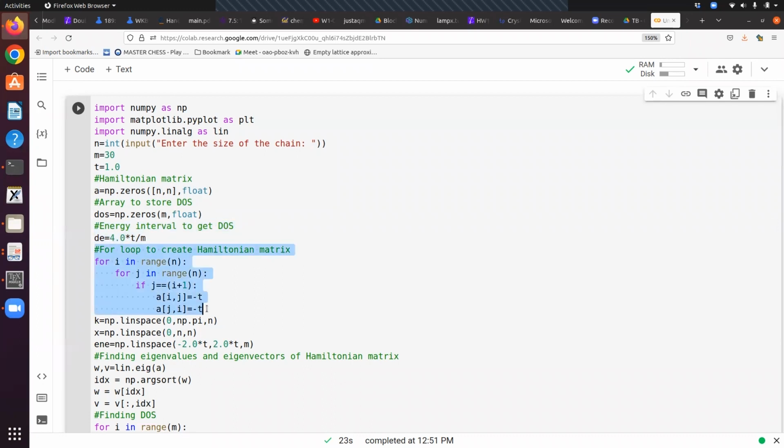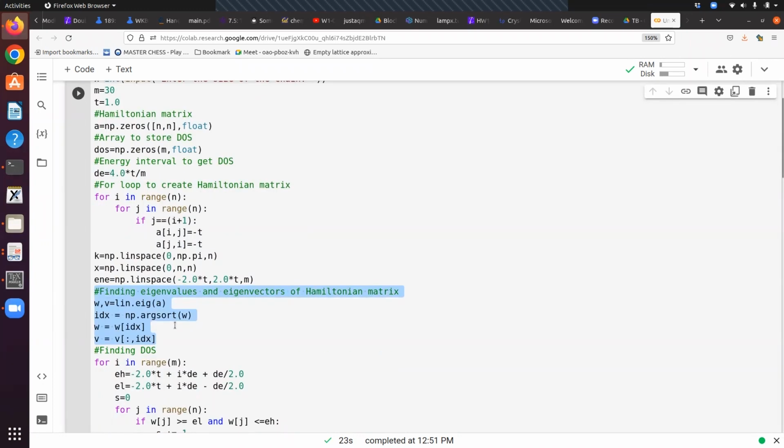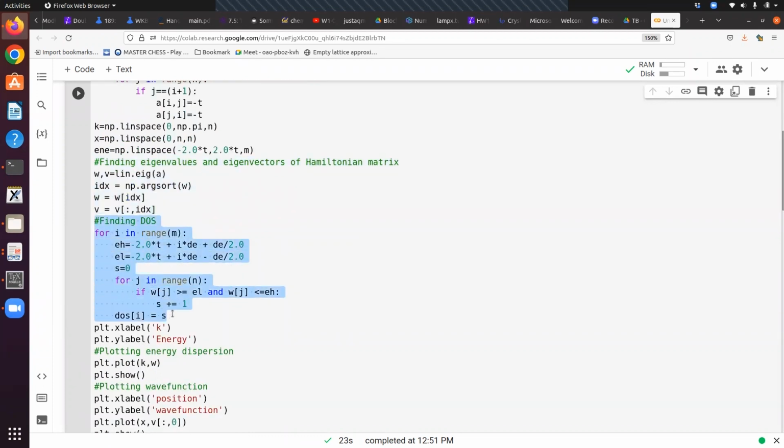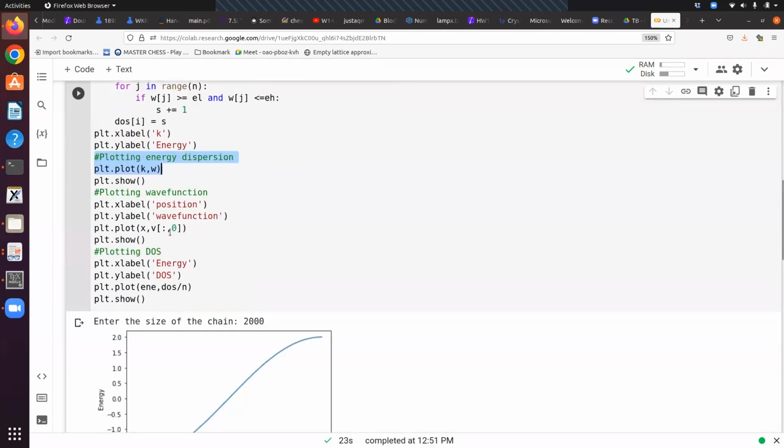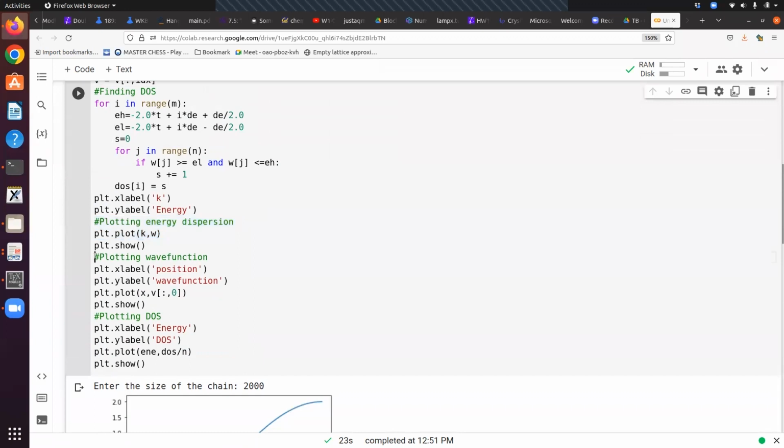This is the loop to create the Hamiltonian matrix. This is where we are finding the eigenvalues and eigenfunctions of the Hamiltonian matrix. This is where we are calculating the density of states. Finally, we plot the energy dispersion. We plot the wave function and we plot the density of states.